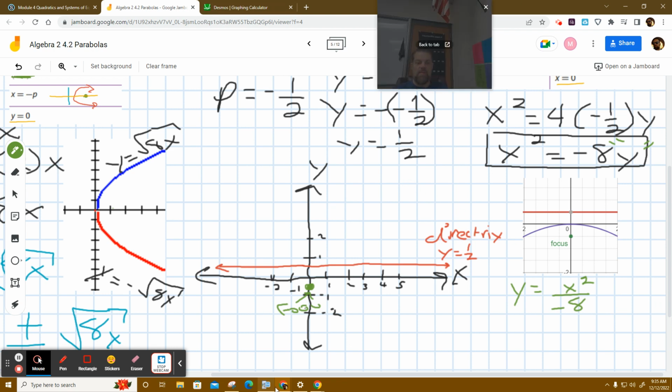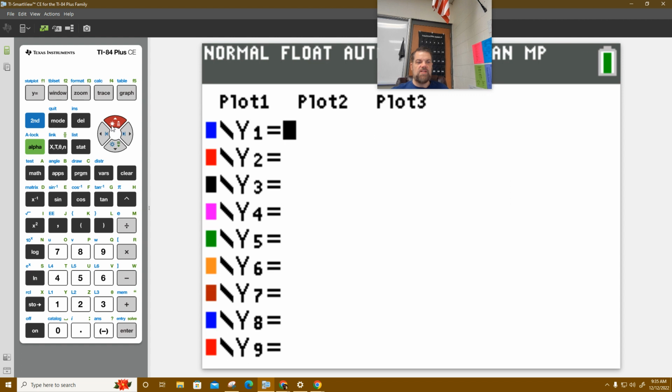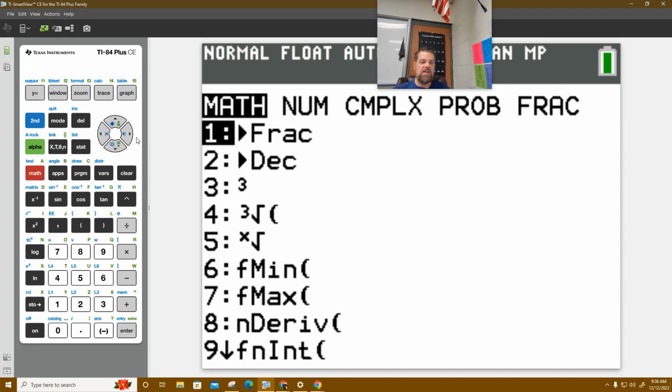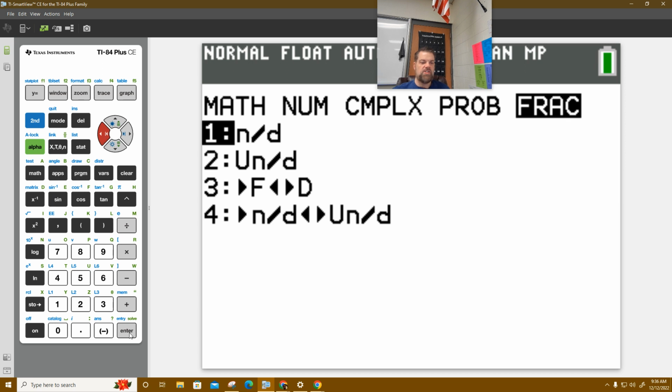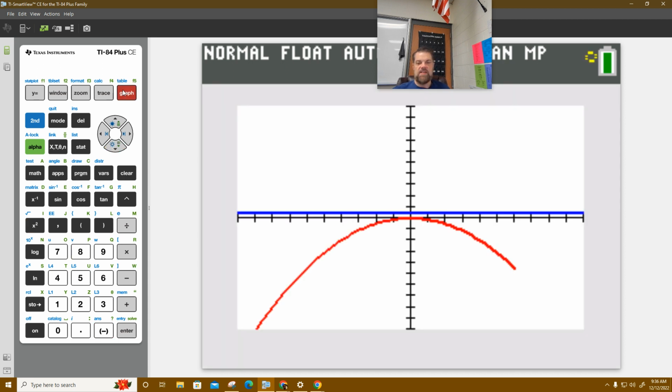That's it. So I'm going to pull out my handy dandy calculator, go into y equals, and clear this out. Now, because both the directrix and the parabola are functions, because we rotated it, I can graph both of those. So y equals 1 divided by 2. That's our directrix. And remember, if I want to enter a fraction, I just go to math, go to the fraction menu, hit this. I'm going to put my x squared in the top, and then -8 on the bottom. And now when I graph these, that's what I get.